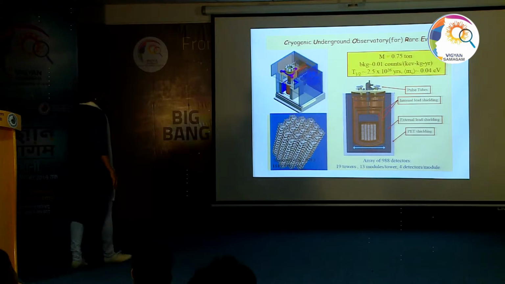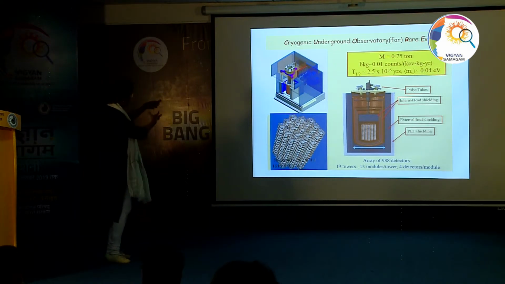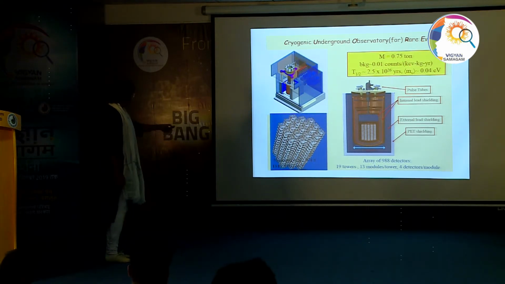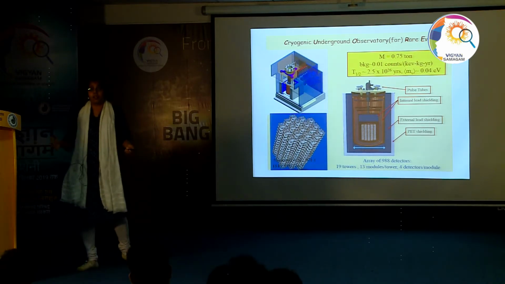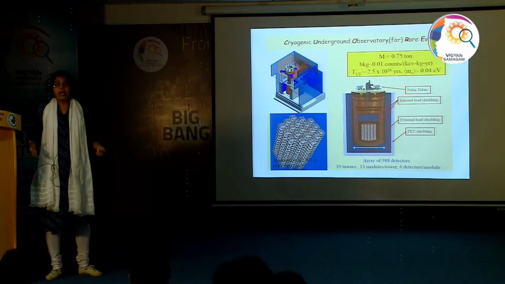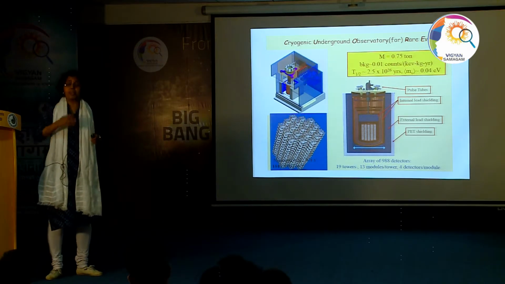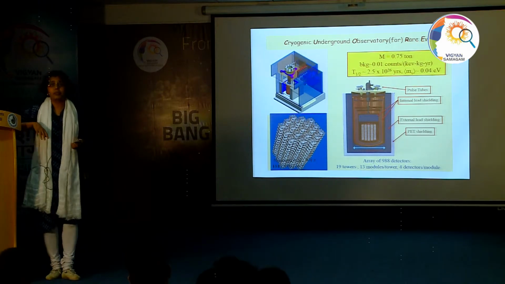This is another experiment. You can see a string of detectors sitting here, and again multiple layers of copper vessels and lead and so on. So look at the scale, the size of the detector, a 750 kg detector. And you take all of that and cool it down because you want to make it very cold. It's a calorimeter detector, I'll tell you in a minute.